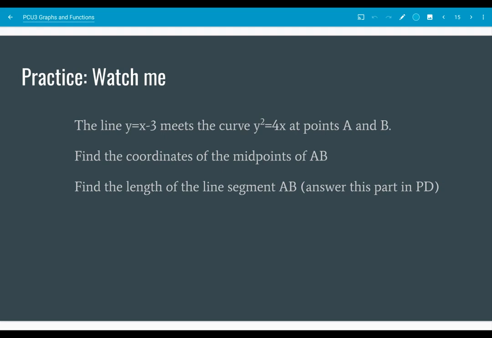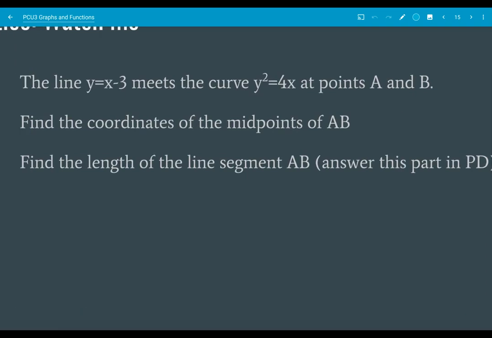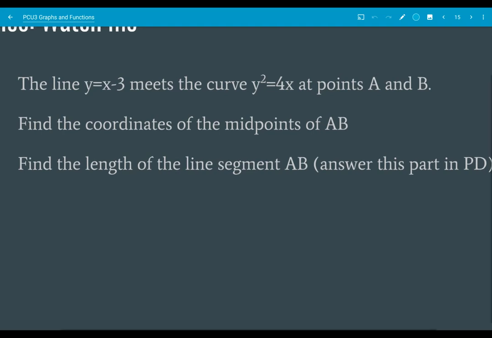Here's another one. Let's take a look at this one. This is kind of putting everything together now. We have a line and it meets a curve at A and B. We need to find the coordinates of the midpoint of line AB, and then we need to find the length of the line segment. The first question is the midpoint. So that's this formula.